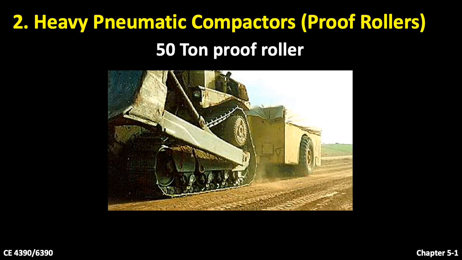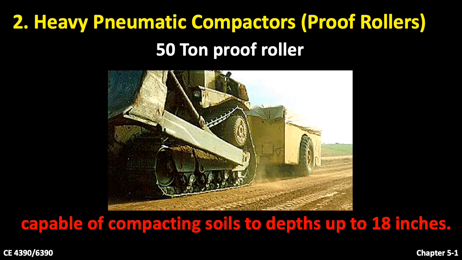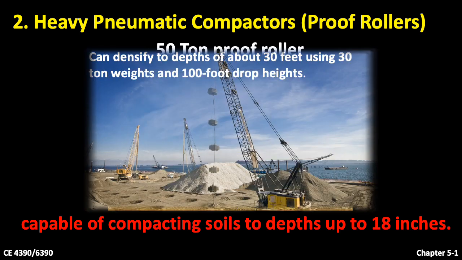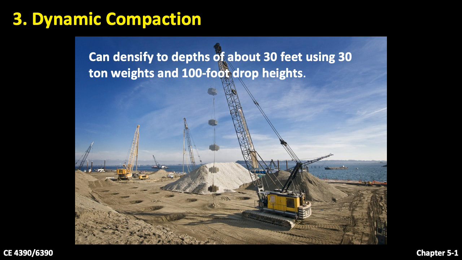Heavy pneumatic compactors are another type of roller. It is capable of compacting soils to depths up to 18 inches. Dynamic compaction is also commonly used. It can densify to depths of about 30 feet using 30-ton weights and 100-foot drop heights. Let's watch the following video about how dynamic compaction works.